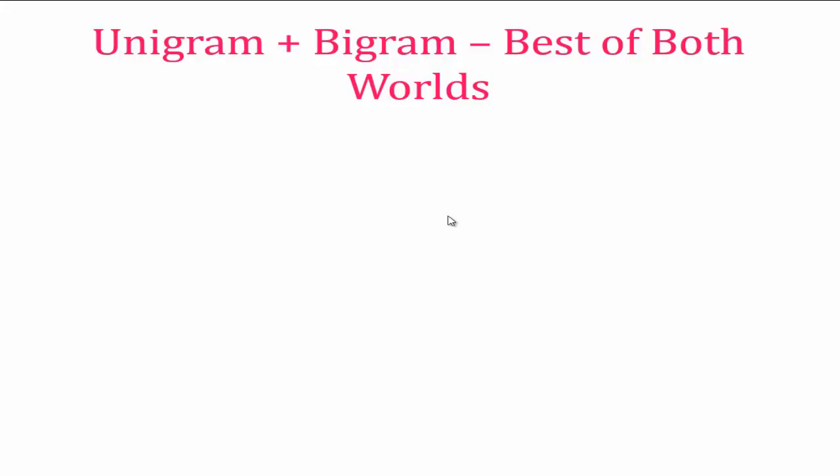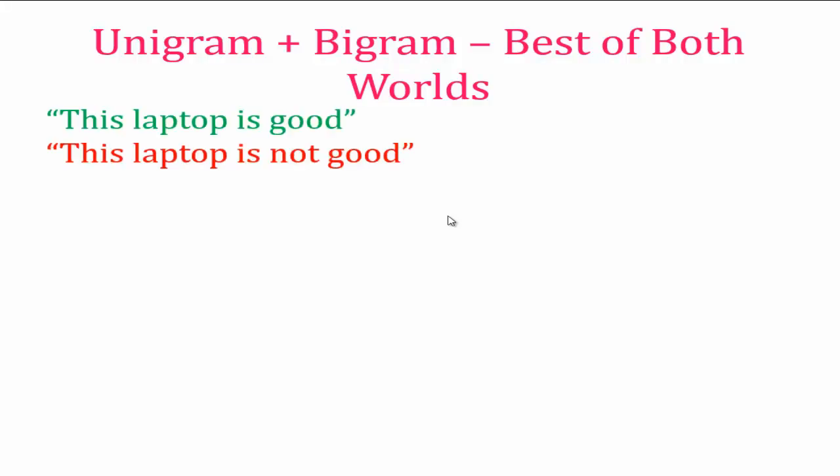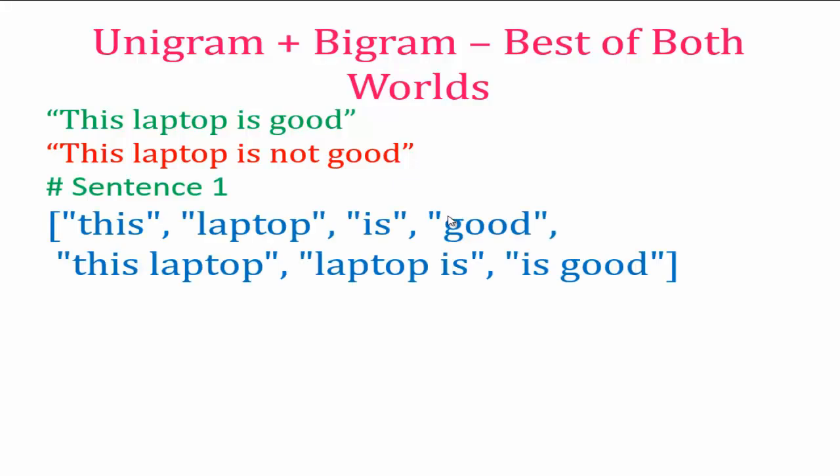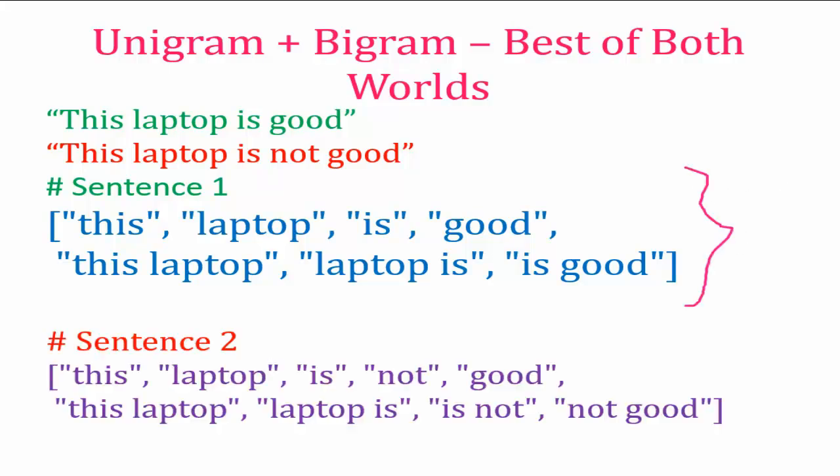We take both individual words and word pairs together to capture both the meaning of each word and the phrases or combinations they form. Let's use the same two sentences again. This laptop is good. This laptop is not good. Now, if we combine Unigram plus Bigram, we split the sentence like this. As we discussed earlier, we are taking one word and two words at a time from the sentence to form a Unigram plus Bigram that you can see here. This is Unigram plus Bigram for our sentence 1. This is Unigram plus Bigram for our sentence 2.